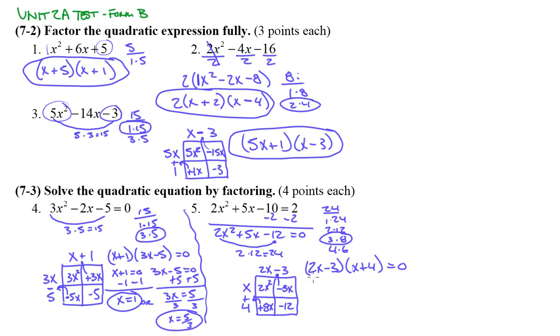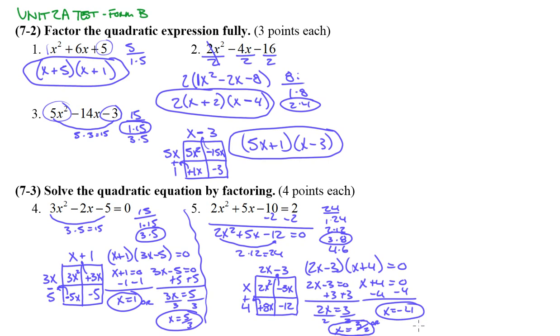So that means either one of these has to equal 0. So we solve them both for 0. 2x minus 3 equals 0. And we also do x plus 4 equals 0. Add 3 to both sides. 2x equals 3. Divide both sides by 2, and we get x equals 3 halves. Or we also subtract 4 from both sides here, and we get x equals negative 4. So those are our two answers. We get 3 halves or negative 4 for our two answers for number 5.